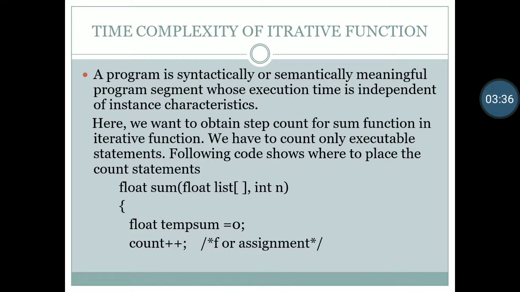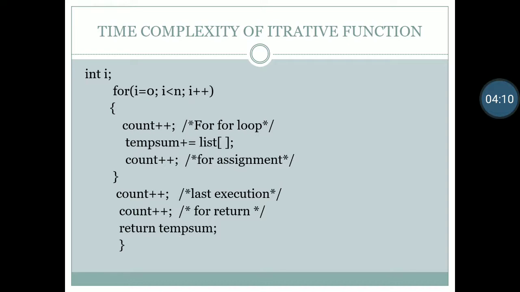Here we want to obtain the step count for an iterative function. We have to count only executable statements. Let's take an example. In this code we have a sum function with two parameters, list and n. In that function we declare a variable tempsum and give it the value 0. The next statement is count plus plus, taking integer i and also a for loop.